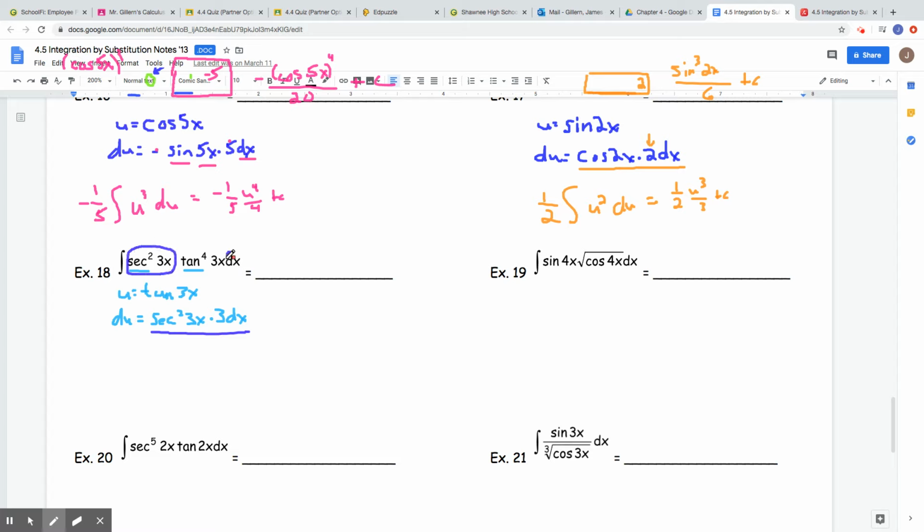dx is right here, but what am I missing? I do not have a 3 anywhere in this problem. So I add a 3 there, which means I put a 1/3 on the outside. Now, everything that I've circled here in purple is all du. That's just du. The only thing that's left is tangent 3x to the 4th power, but tangent 3x is u, so it's just u to the 4th. So this, which looks like a real ugly problem to start, is now just 1/3 integral u to the 4th du. So it's 1/3 u to the 5th over 5 plus c.